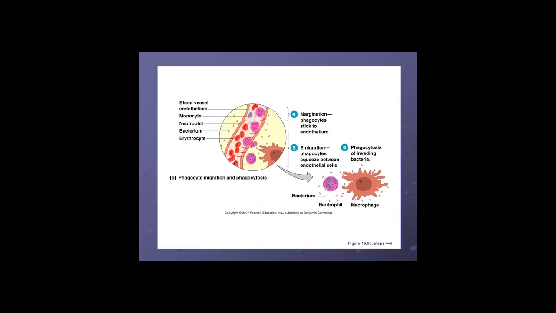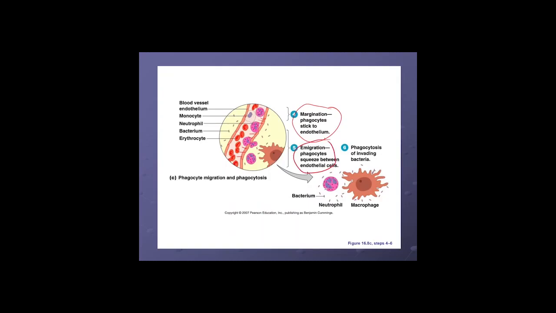So when the cells express these proteins that bind and slow down the white blood cells, we refer to that as margination. Okay, the endothelial walls near the site of the injury get sticky, and the white blood cells bind to them. Then when they squeeze between the cells, that is emigration, getting out.